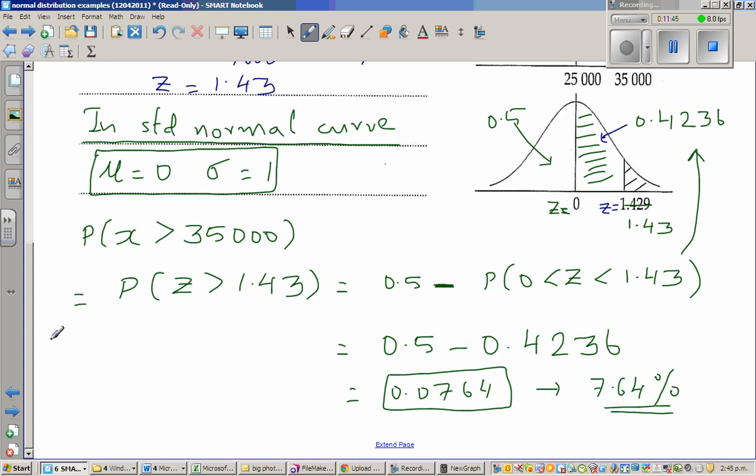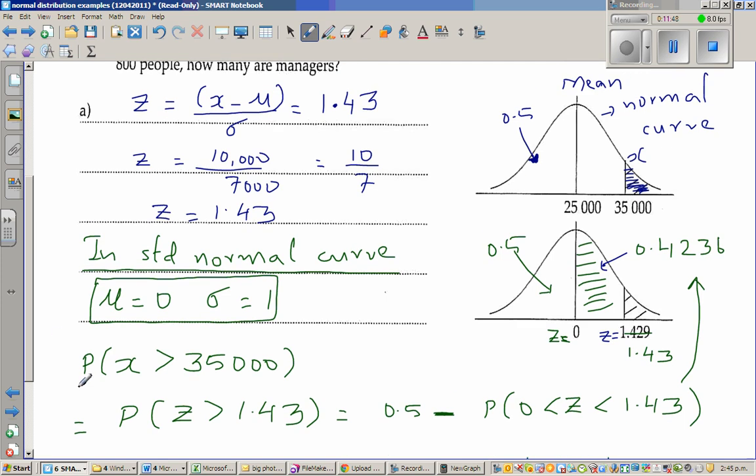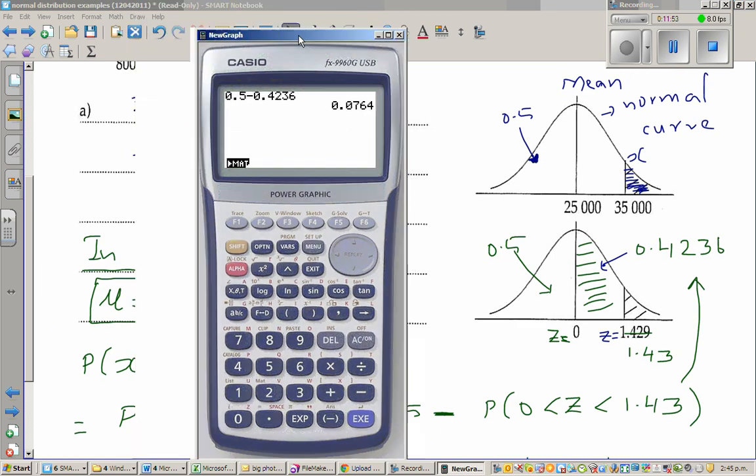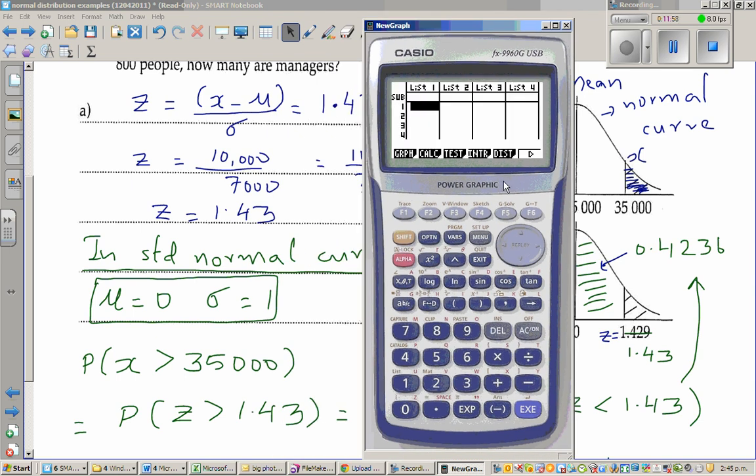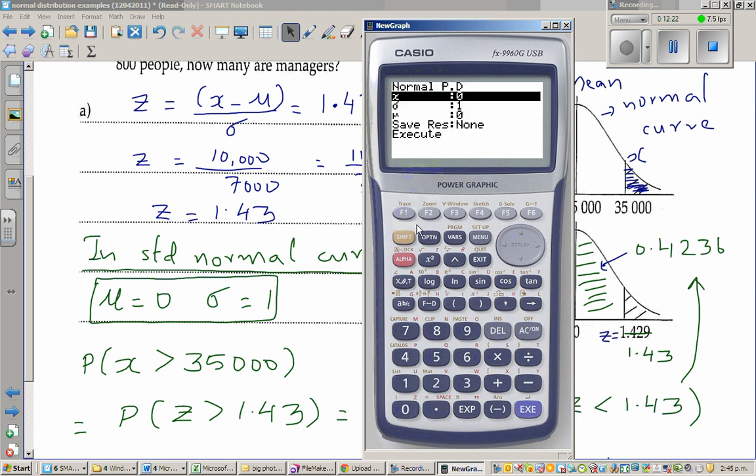Now if you have a graphic calculator, you can do this without going through this whole process. So let me go over that. You have to go to stats, then to distribution, F5. Now under distribution, you go under normal, that is F1, and this is the normal probability distribution.